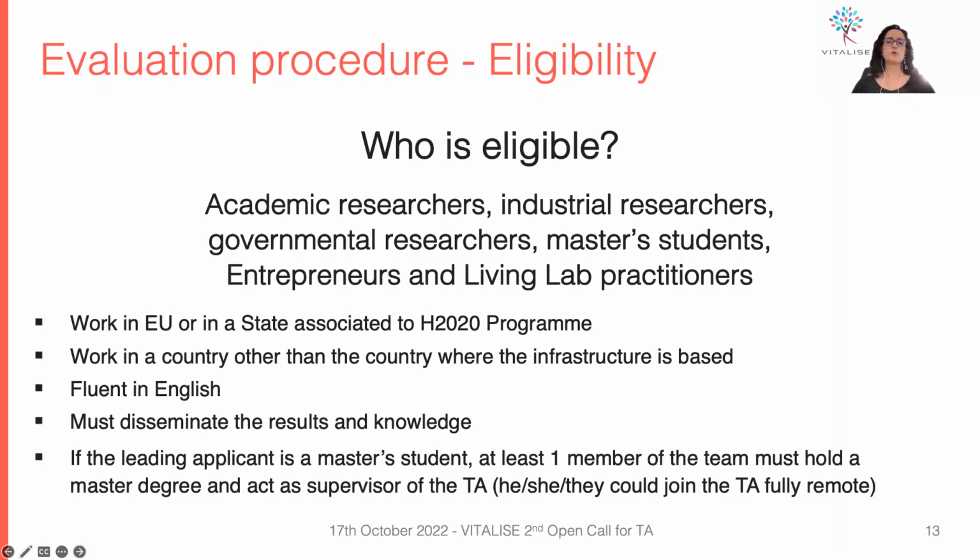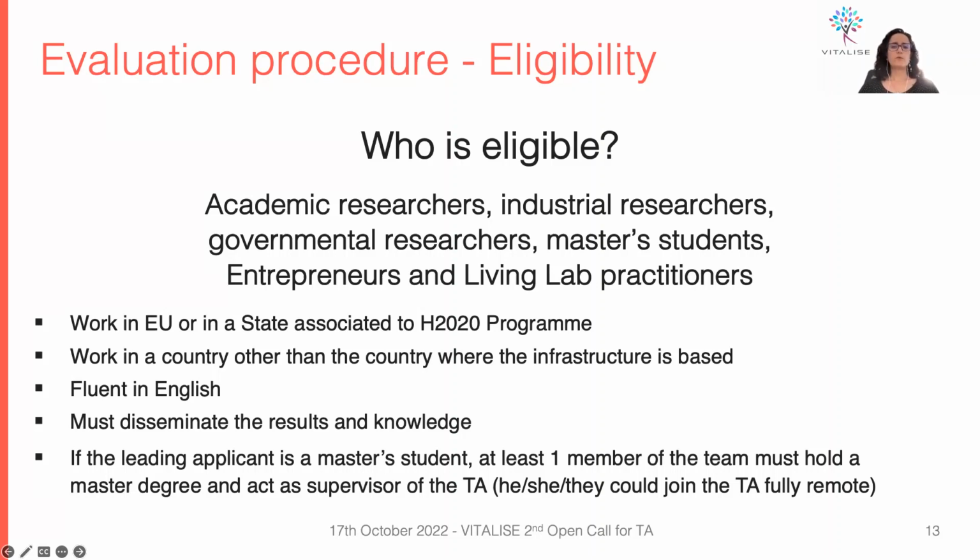So then you should work in the European Union or in a state that is associated with the Horizon 2020 program. You should also apply for a living lab in a country other than the country where you work, as this is a transnational access to the living lab. You should be fluent in the English language. And finally, you should be able to disseminate the results of your research.